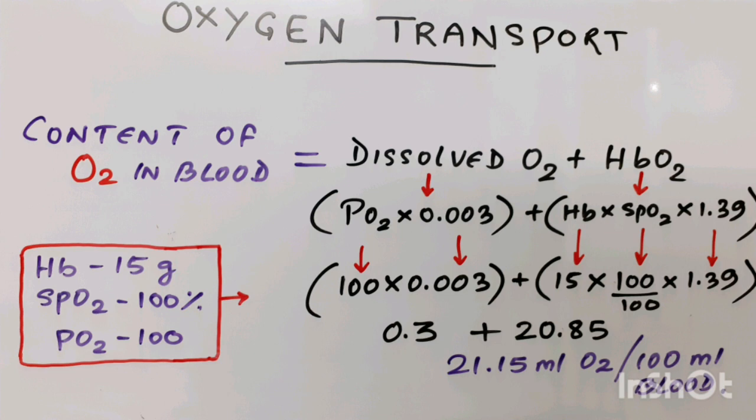The total oxygen content in 100 ml of blood then is 20.85 milliliter bound to hemoglobin plus 0.3 milliliter as dissolved form, 21.15 milliliter of oxygen per 100 ml of blood.